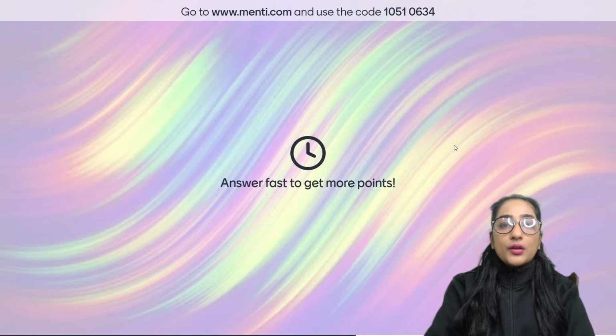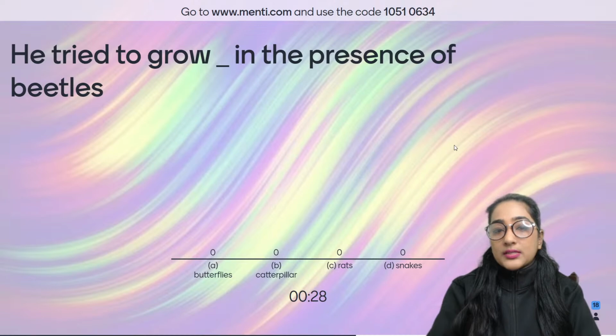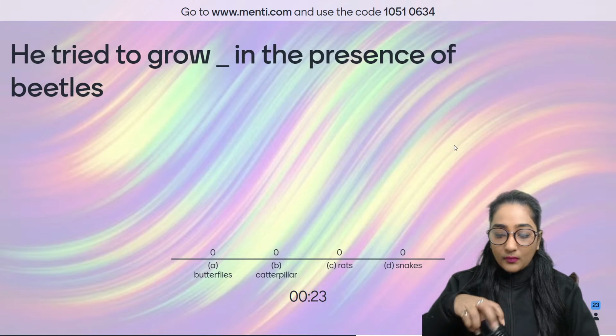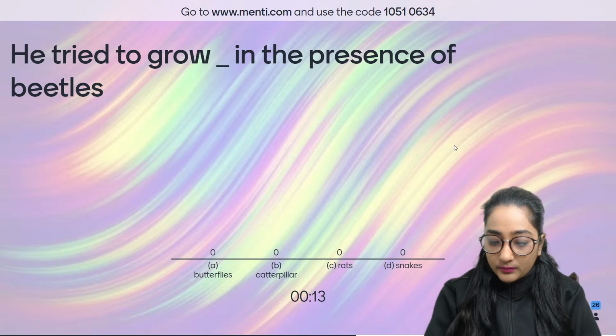Question number 14 on your screen. And here we go. What does it talk about? He tried to grow dash in the presence of beetles. What did he try to grow? Butterflies, caterpillar, rats, or snakes? What is the right answer? So 10 more seconds for everyone.